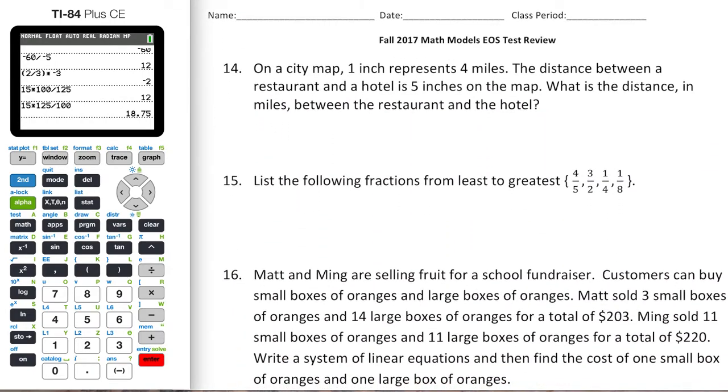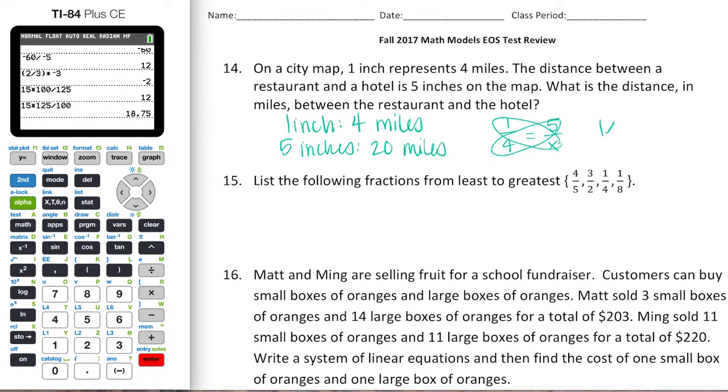All right, on a map, 1 inch represented 4 miles. The distance between a restaurant and a hotel is 5 inches. So 5 inches means we're going to be going 20 miles. So you can do this in a proportion. So if you had 1 inch over 4 miles, you would have 5 inches over x miles. Cross multiply, 1x equals 4 times 5, so x equals 20.